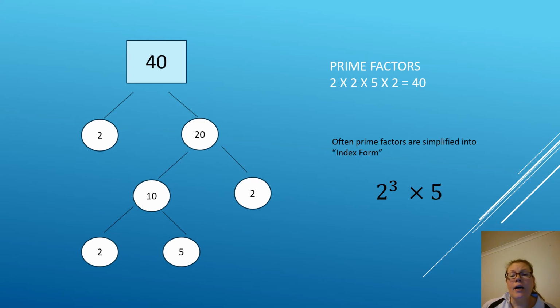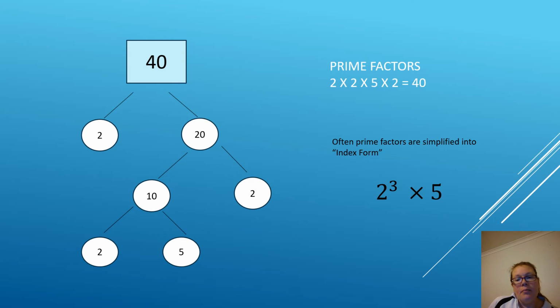And that's okay. Your factor trees are going to be slightly different, but what we need to remember is that this index form is going to end up being how we simplify our answers. So 2 occurs 3 times, so it would essentially be 2 times 2 times 2 times 5. And so we can write it as an index where our base number is 2 and our index is 3, and we multiply it by 5.